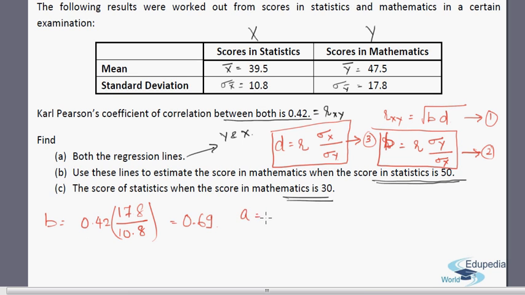Okay, now let's find the value of a. a would be equal to, what's the formula for a? It's y bar minus b times x bar. I have all of these, so the value of a will be y bar, which here is 47.5, minus the value of b, 0.69, times x bar, which is 39.5. Okay, so again when you work this out, you will have the value of a as 20.24.